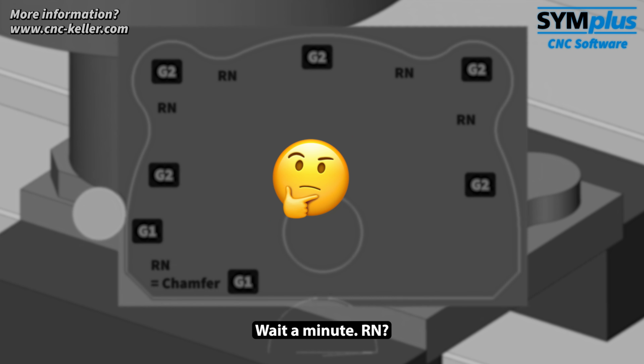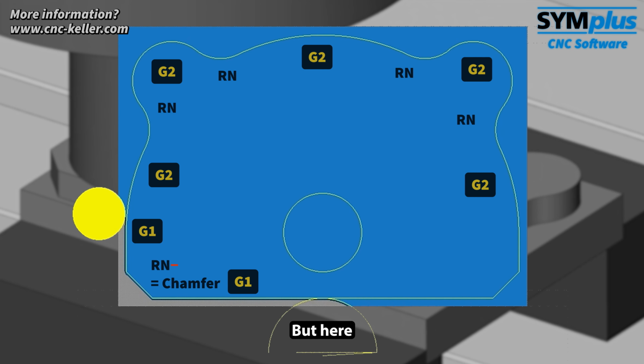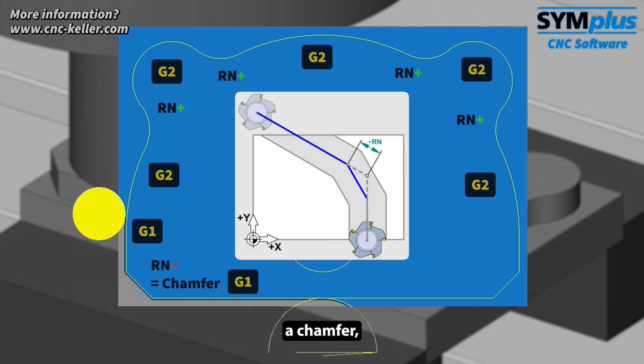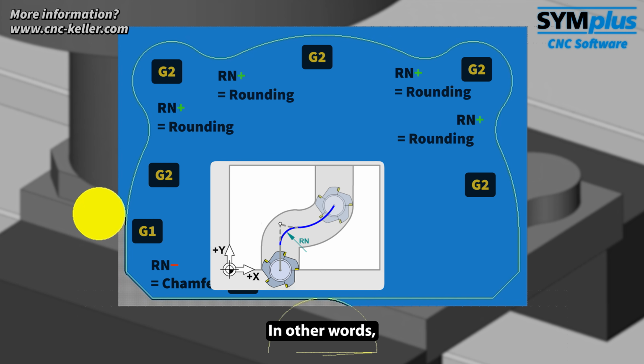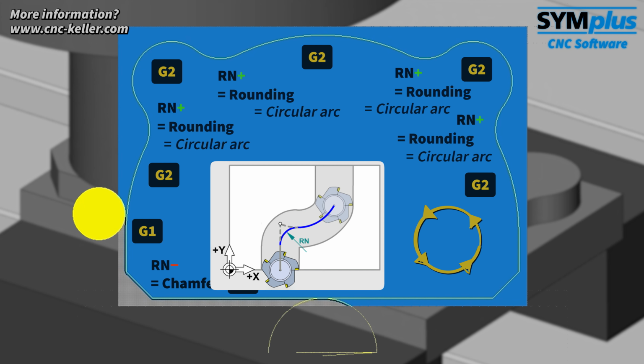Wait a minute, Rn? Wasn't that a chamfer just now? Correct, but here Rn is positive. And with positive values, Rn does not create a chamfer but a rounding. In other words, a circular arc, in this case counterclockwise. Let's go through this step by step.